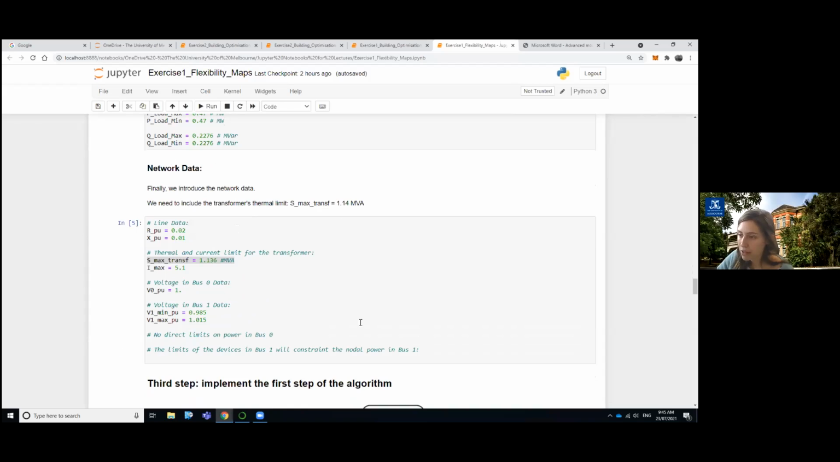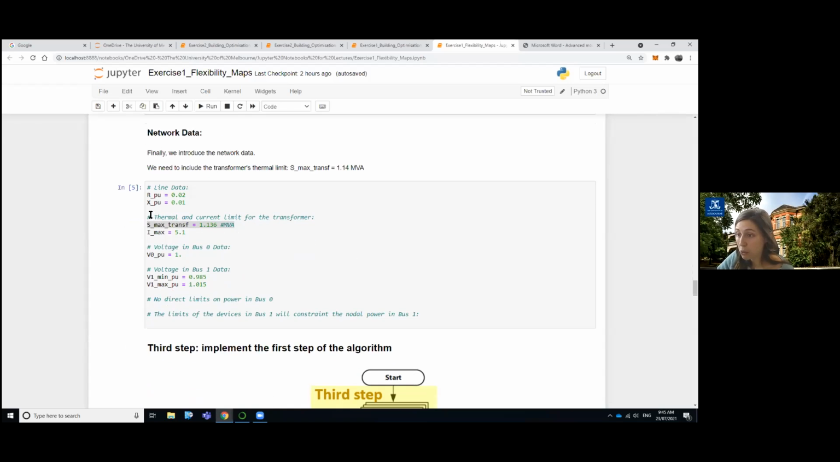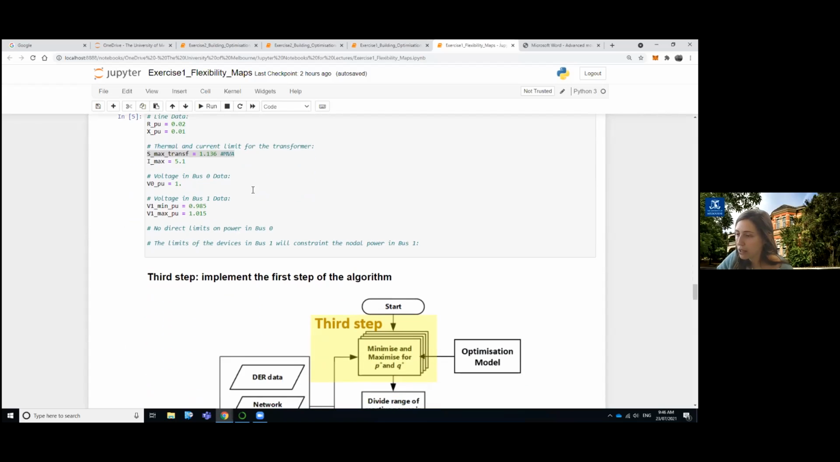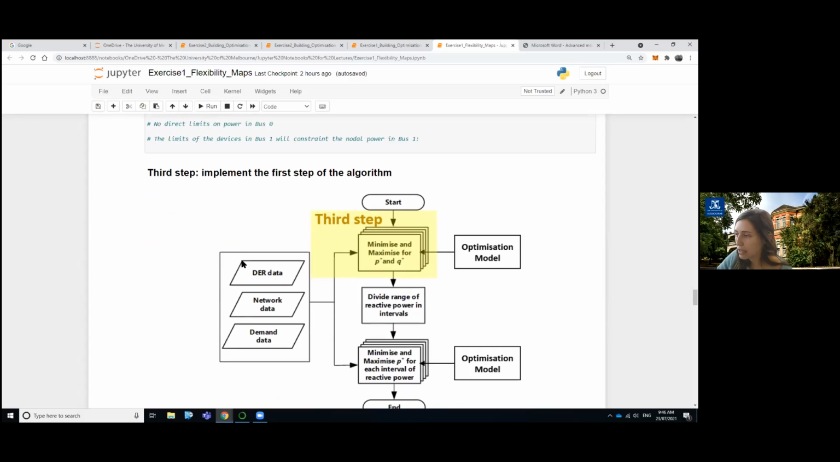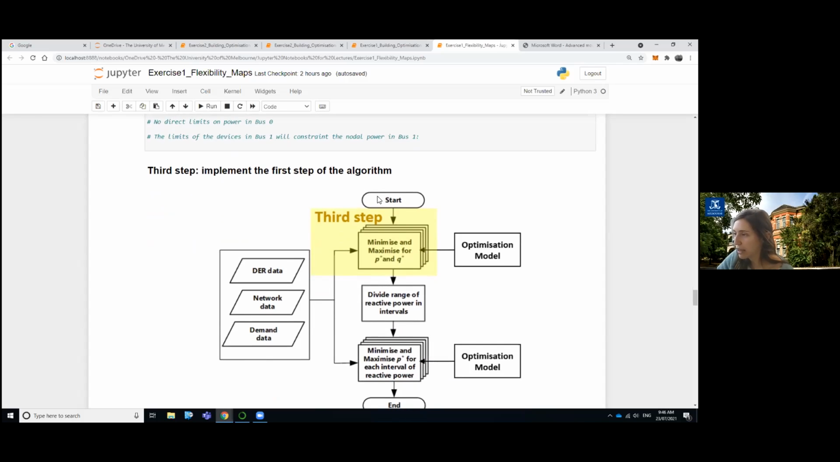And then we have the network data, very similar to the one from day 2, where it's also more explained, and we're also including the thermal limit of the transformer to take into account thermal limits to calculate the flexibility maps. So now that we have all the inputs, we can actually start with the algorithm, and we're just going to do this step, which is the third step of the notebook, but the first step really of the algorithm.